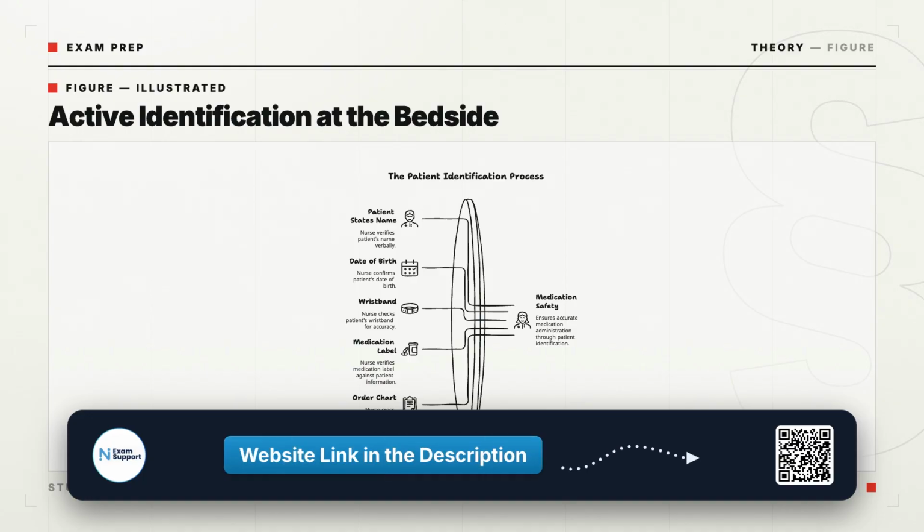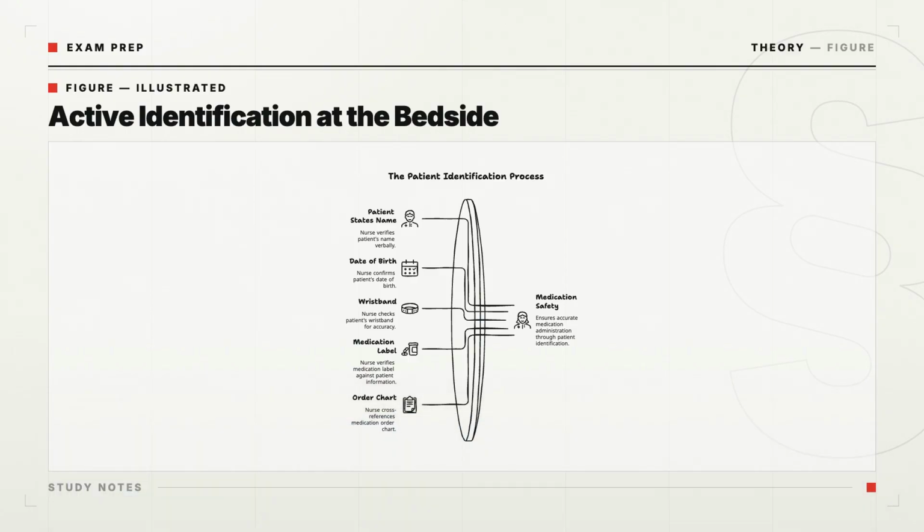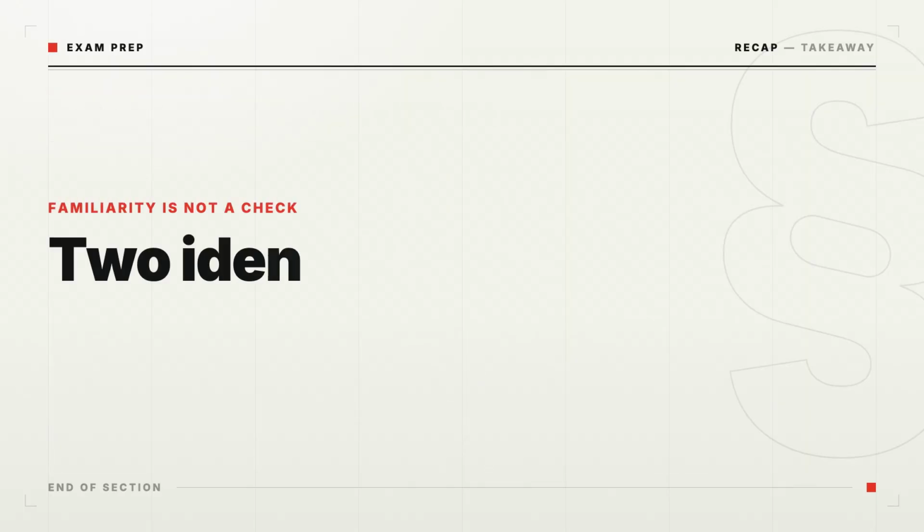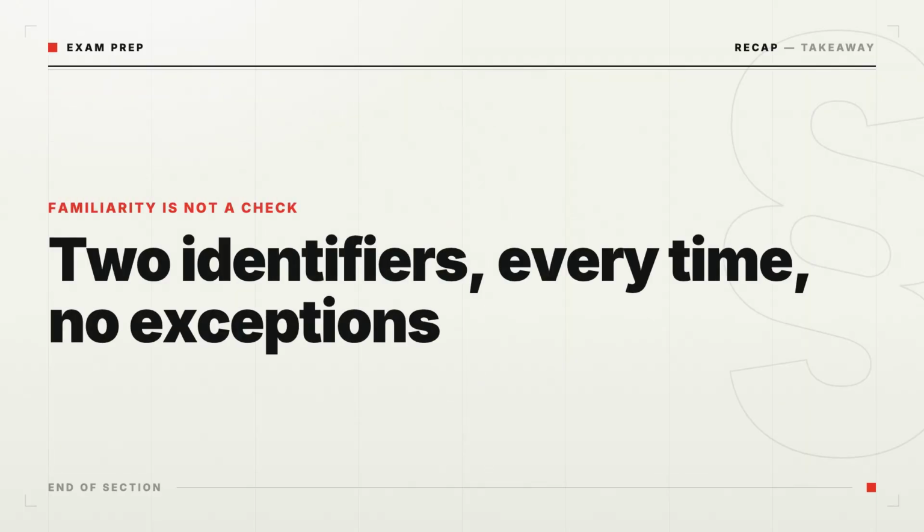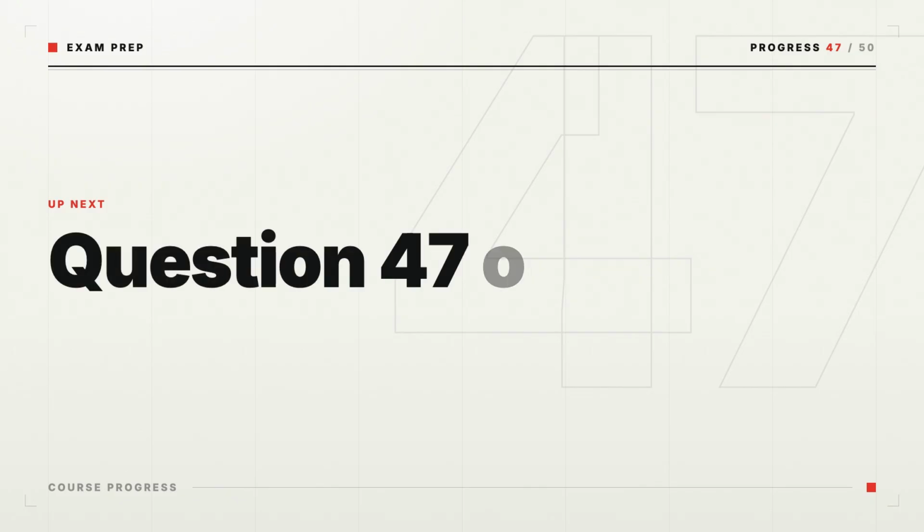The nurse asks the patient to state their own name and birth date, then matches that against the wristband and the medication label. This works in the reverse direction of simply asking a patient to agree with the name spoken aloud. Even a nurse who has cared for a patient all shift still checks name and date of birth against the wristband and the order. Familiarity is exactly how wrong patient errors slip through, so the check happens every single time.